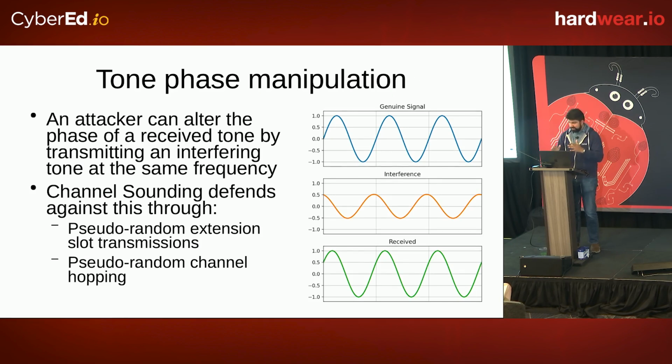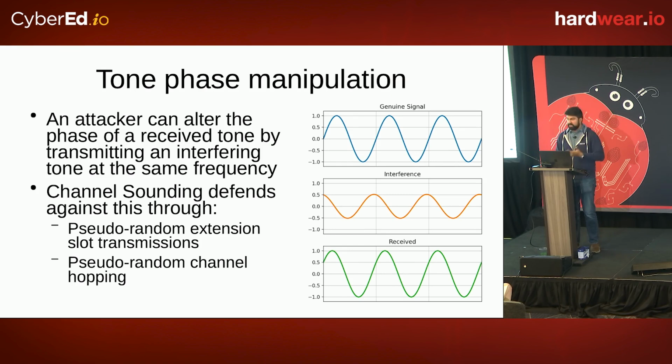So with tones, it's relatively simple for an attacker to manipulate the tone at the receiver. So let's say we have a legitimate signal, the blue one on top, and we want to shift the phase of what the receiver sees. We just need to add our own interfering tone at the same frequency, and we can pick the amplitude and phase of our interfering tone appropriately to get whatever phase and whatever magnitude we want at the receiver. We can plan for constructive interference or destructive interference and adjust the phase arbitrarily through that.